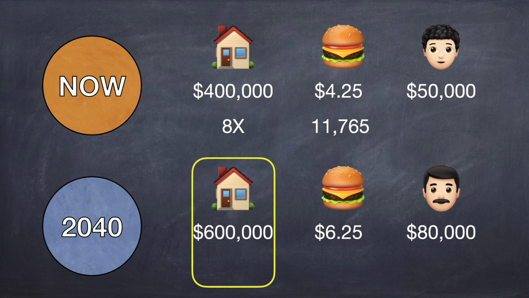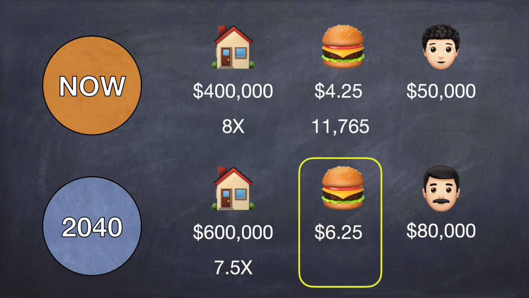So average price of a house, $600,000, divided by your salary, $80,000, is 7.5x. So a house is 7.5 times your salary. Hamburgers, opposite: your salary divided by the price of the hamburger. And that means you can buy 12,800 hamburgers. So again, roughly the same buying power in both examples. You got a little more buying power in 2040, but it's roughly the same.